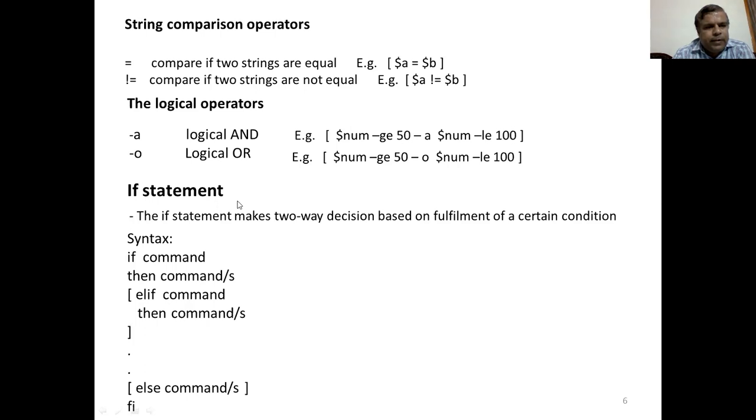So next is the if statement. Now let us look at some conditional statements in the shell script. Some conditional statements that can be used in shell scripts are the if statement and the if else statement. Sometimes it is necessary to test a certain condition and change the flow of control within the shell script, and this is done via the if statement. The if statement makes a two-way decision based on the fulfillment of a certain condition.